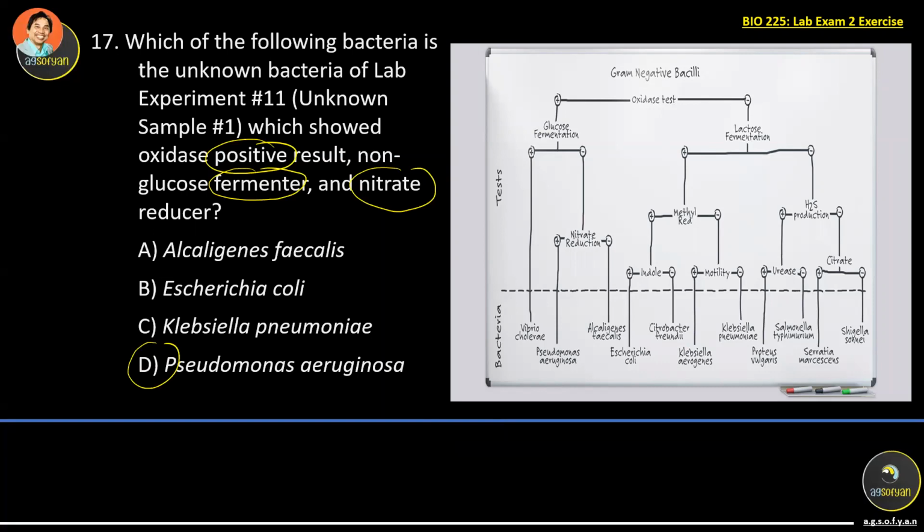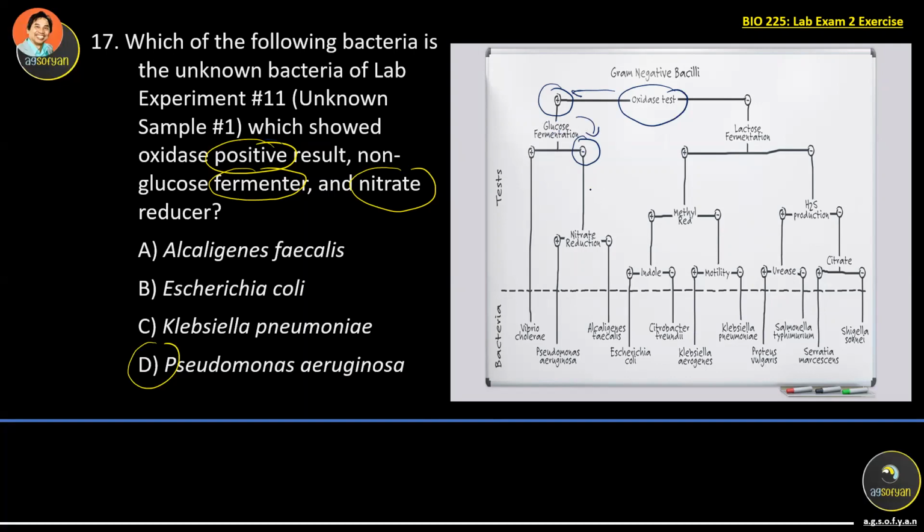Remember, the first test is Gram staining, and the result is gram negative. What is the next test? The next test will be the oxidase test, and the result is positive. So positive means this one. Next, the test is glucose fermenter or not. This is a non-glucose fermenter, which means that it's negative. So from here going here, negative.